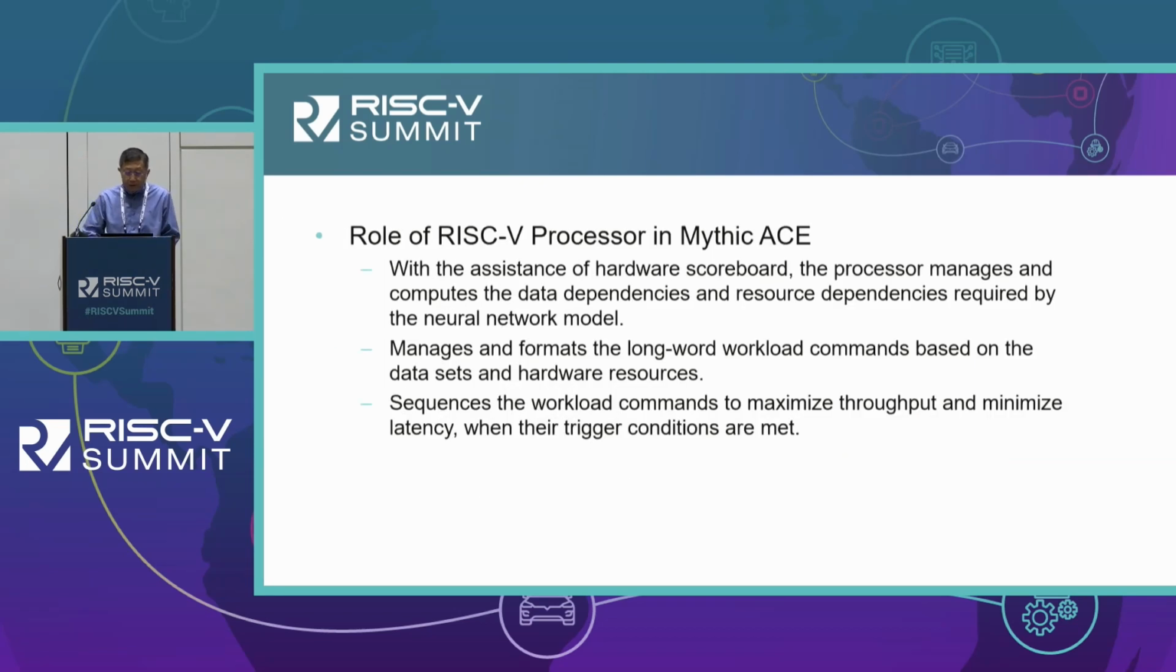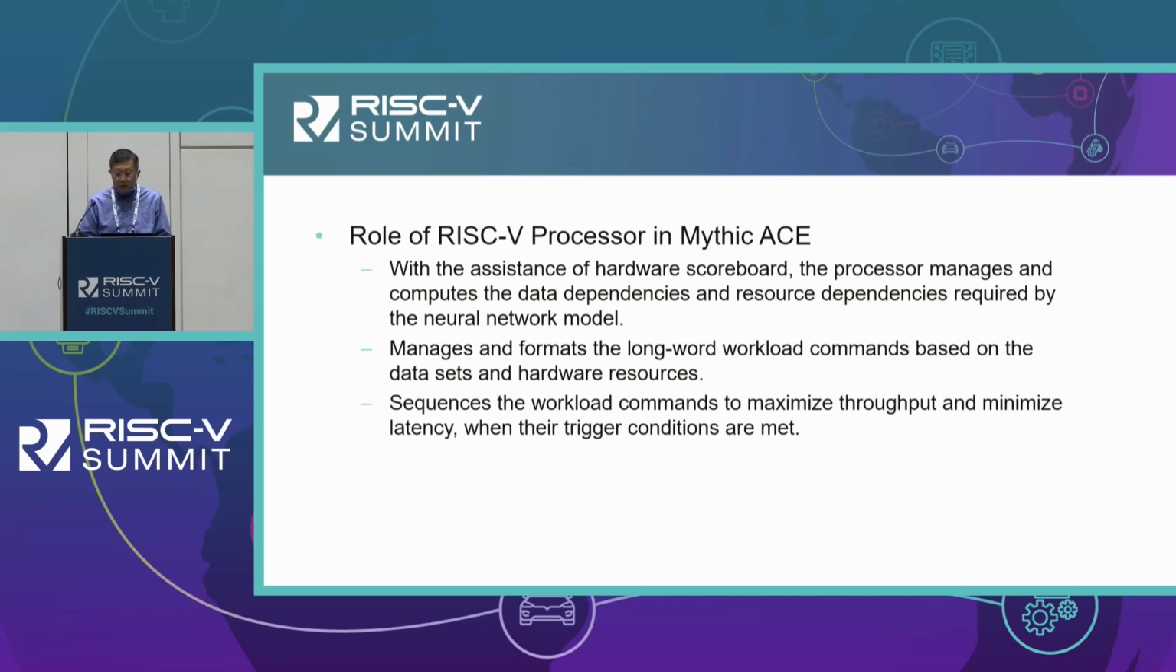Now, the embedded RISC-V processor plays a key role in our solution, the analog compute engine. There are three main functions that each processor does within the tile. The first is to manage the hardware scoreboard, because we have data dependencies as well as resource dependencies driven by the neural network data flows. So the RISC-V processor manages these dependency checkers.